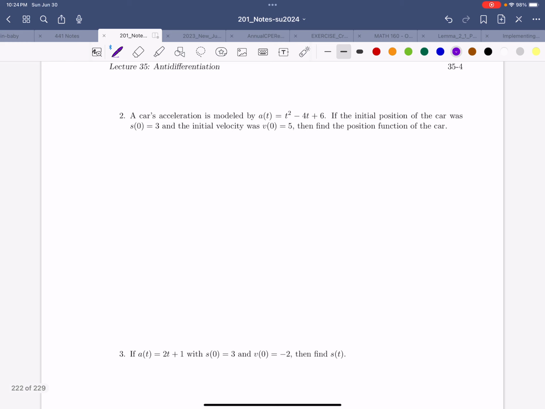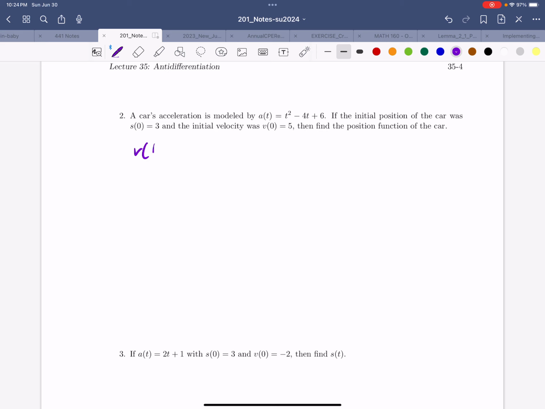Here we're given a car's acceleration. We're also given the car's initial position and the initial velocity, and we want to find the position function of the car. So remember, normally we're given position, we take the first derivative, we get velocity, we take the second derivative, we get acceleration. So with acceleration, we have to go back once to get velocity, back again to get position, using the initial conditions.